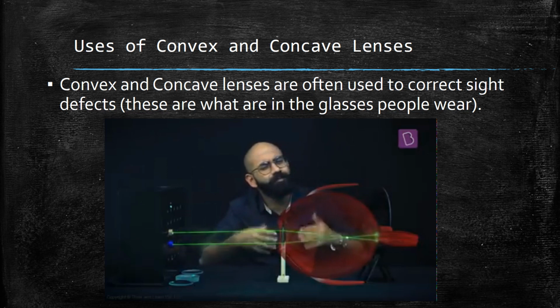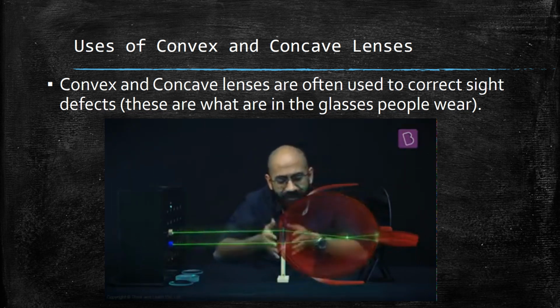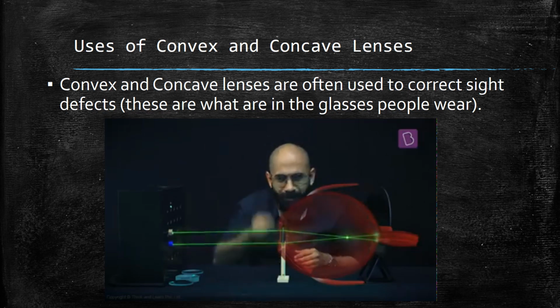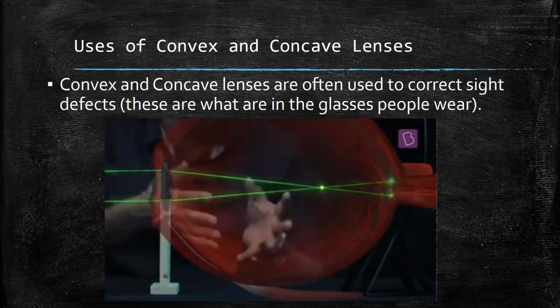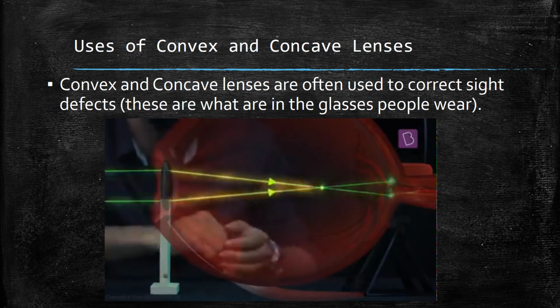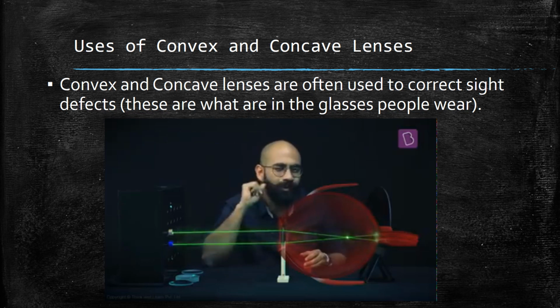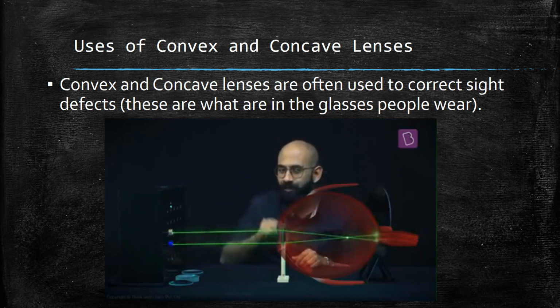Now, this can happen for a variety of reasons. Maybe the eyeball itself is too large, or there's some kind of issue with the eye lens. Now, how would you correct this? As you can see here, it's happening because the rays are getting converged a little too much. So you need to negate that. One way to do that is to introduce a diverging lens.